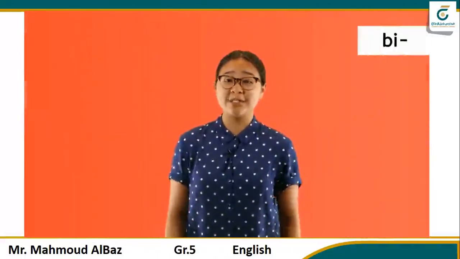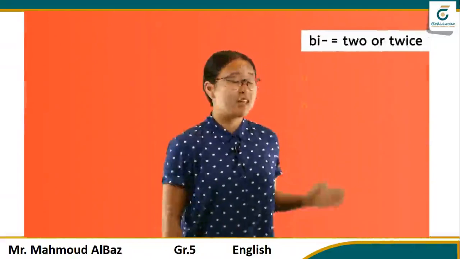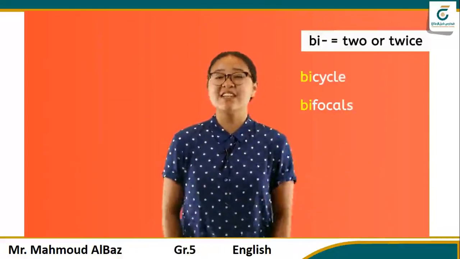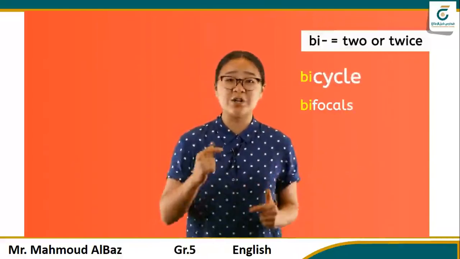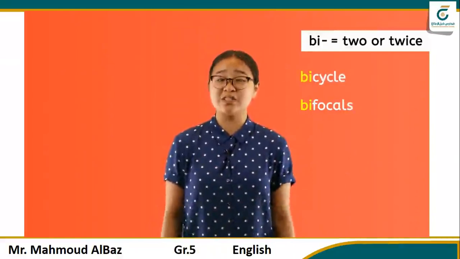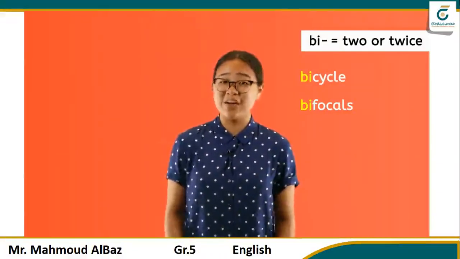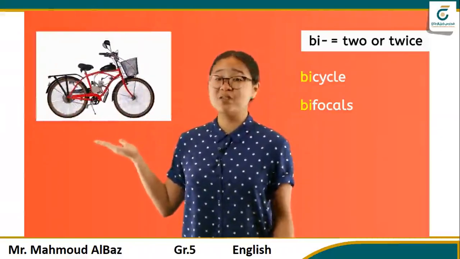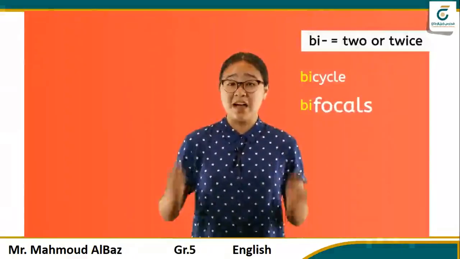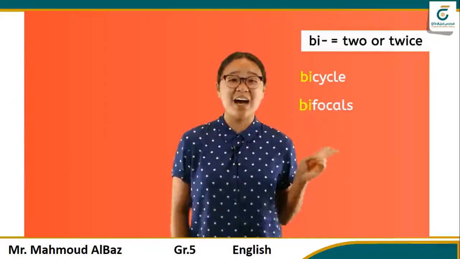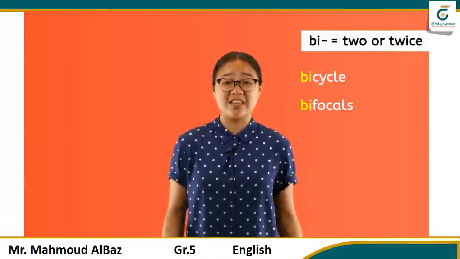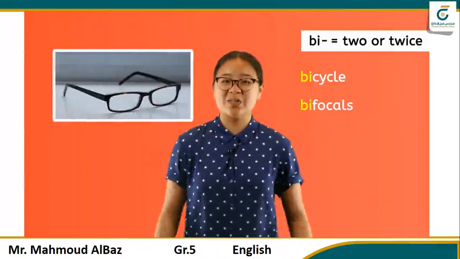The root word bi is Greek for two or twice. Can you figure out how to read these words then? Can you also figure out their meaning? Since cycle means to pedal in a circular motion, and bi means two, this word means two pedals in circular motions. We know it as this object. We ride with two pedals and also two wheels, called a bicycle. Since focal has to do with focusing the eyes, and bi means two, this word means two lenses used to focus with the eyes, or bifocals.